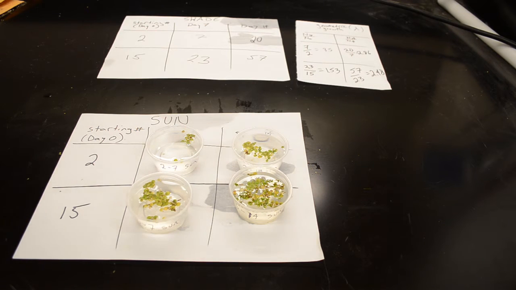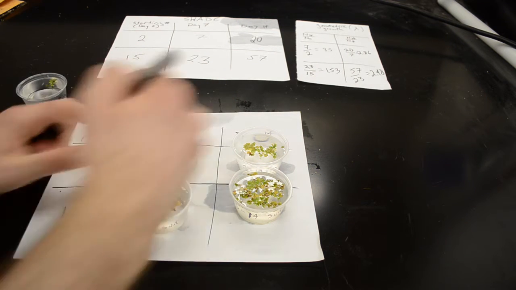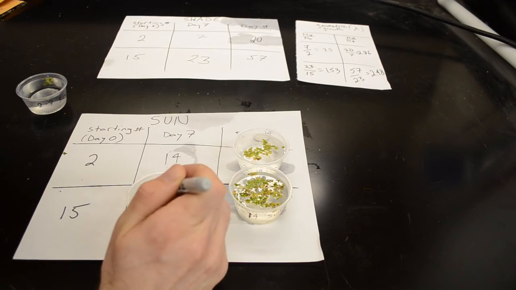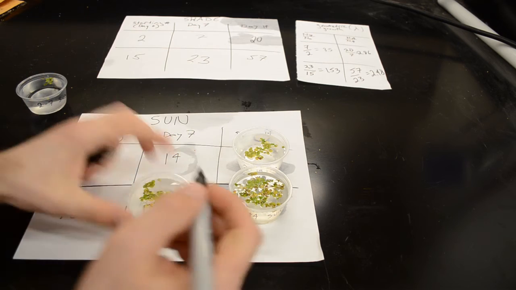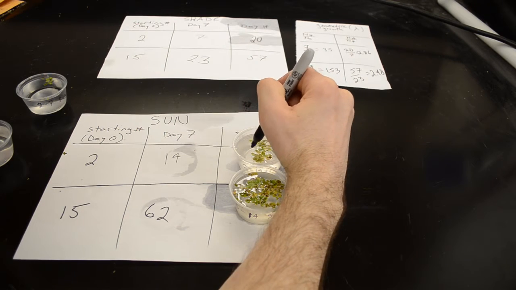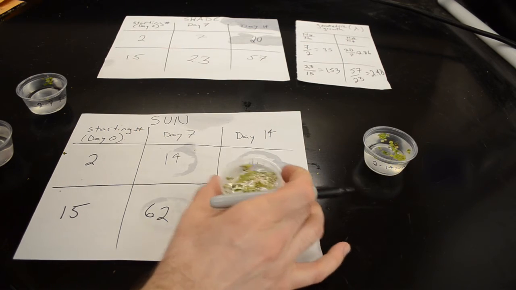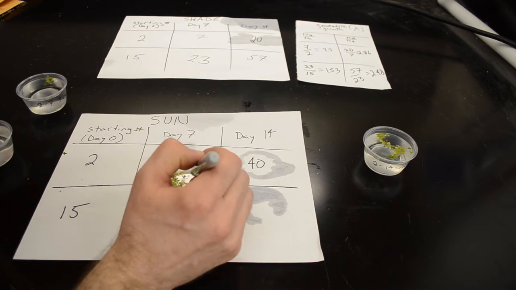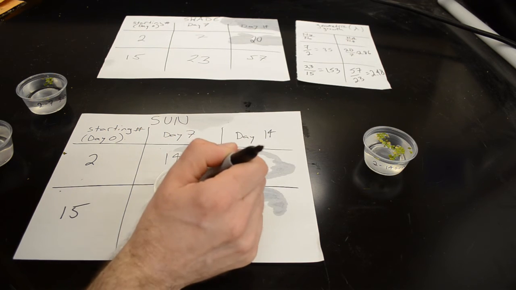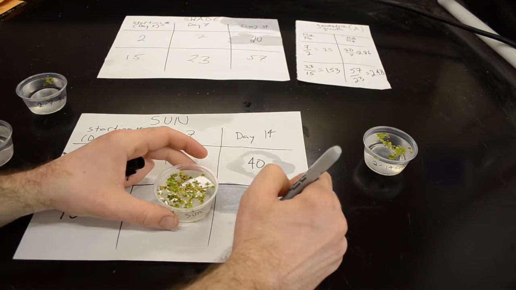And now we can just do the same thing for sun. 14. 62. 40. Now the big one. 90.